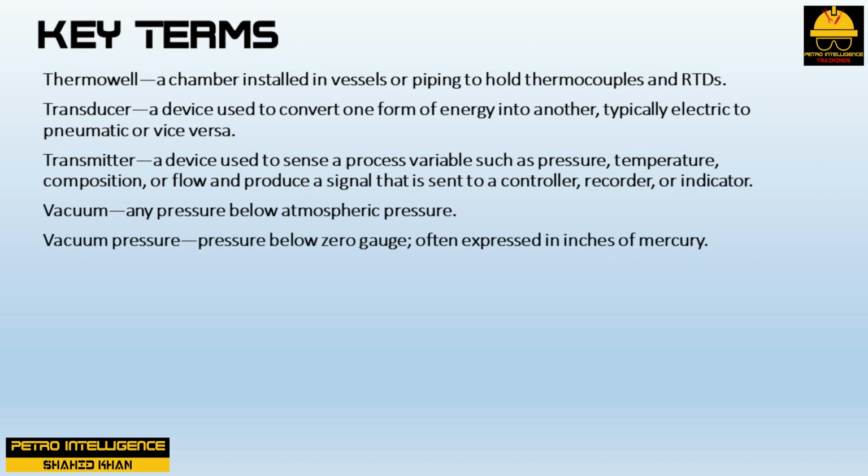Transducer is a device used to convert one form of energy into another, typically electric to pneumatic or vice versa. Transmitter is a device used to sense a process variable such as pressure, temperature, composition, or flow and produce a signal that is sent to a controller, recorder, or indicator. Vacuum is any pressure below atmospheric pressure. Vacuum pressure is pressure below zero gauge, often expressed in inches of mercury.